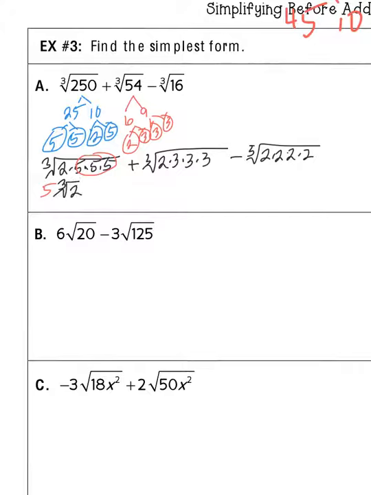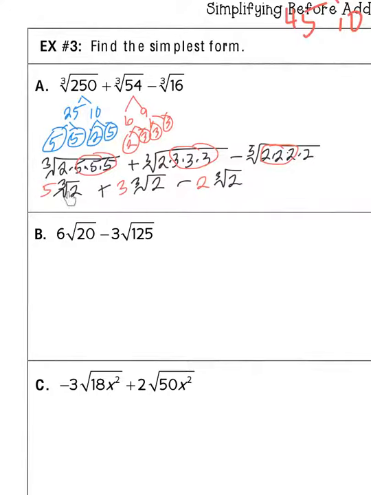Then I'm going to pull out a group of 3's here. So I have plus, I got a 3 out in front, and then I'm left with a 2 underneath, so a cube root of 2. So far those are like radicals. Then I have minus. I'm going to pull out a group of 3 2's. So 2 comes out in front, and whoa, lo and behold, another cube root of 2.